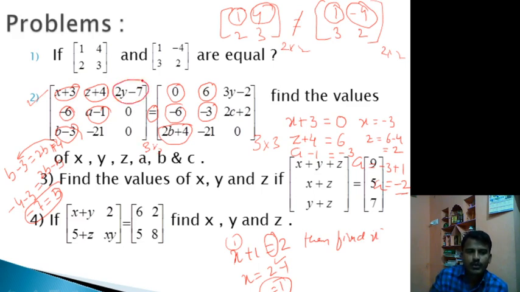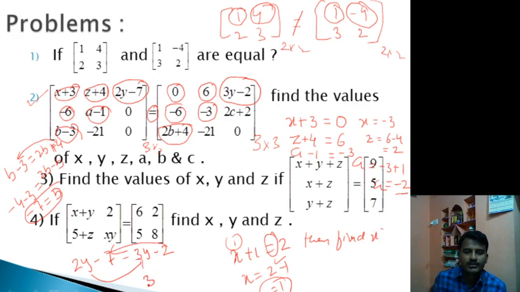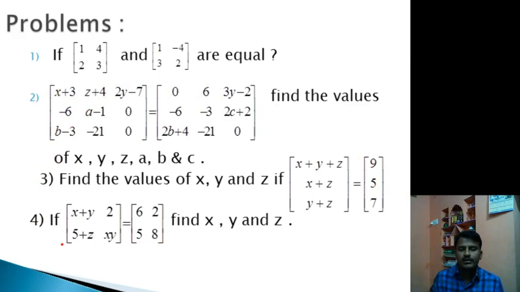The last value means what here? The y value: 2y minus 7 is equal to 3y minus 2. See here, 2y minus 7 is equal to 3y minus 2. Now simplify, bring to LHS, and this should be RHS. 3y minus 2y is equal to minus 7 plus 2, that should be equal to minus 5, and here y is equal to minus 5. Then write the values of x, y, z. Wait for a while.